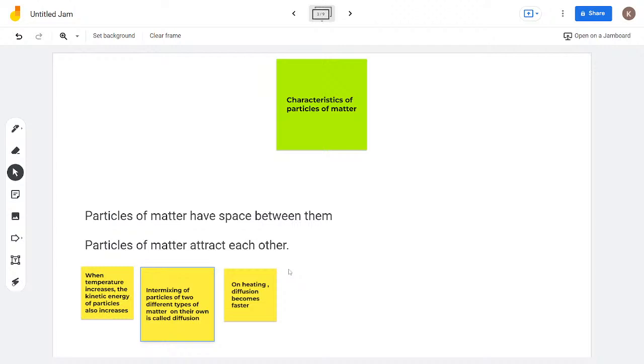Because particles of matter attract each other. The second part of this is that particles of matter attract each other, and this is the reason why diffusion becomes faster on heating.